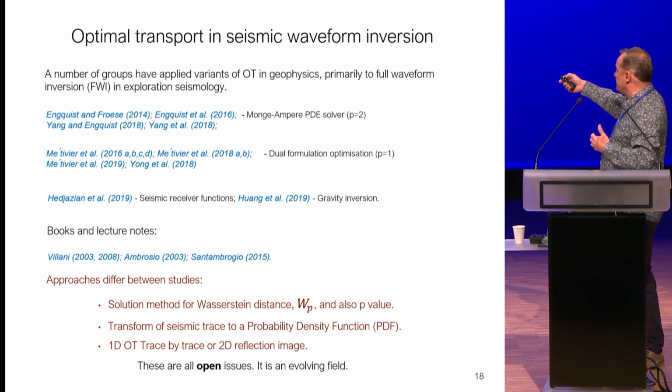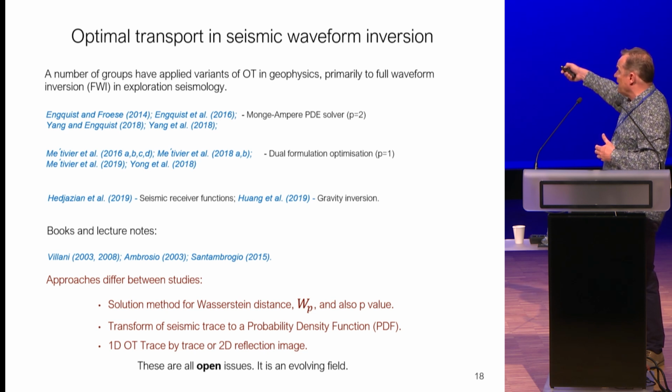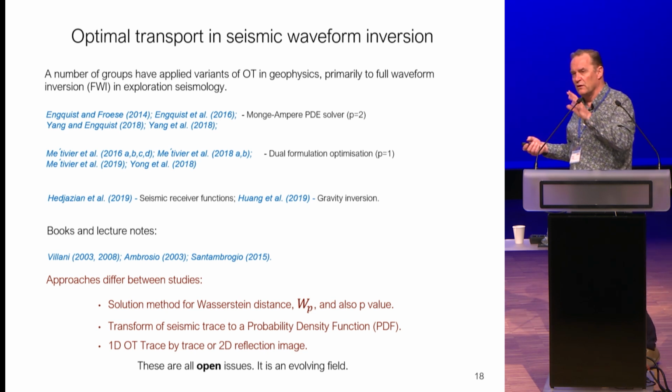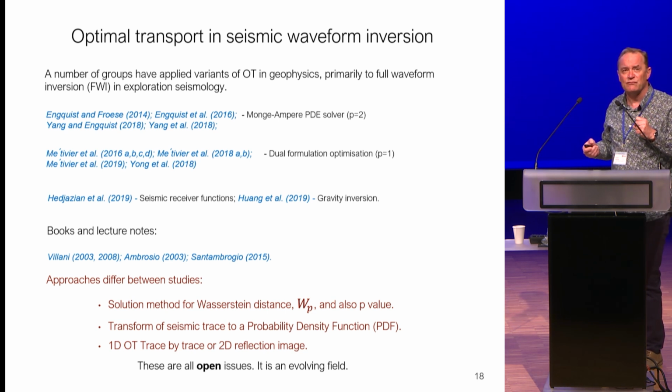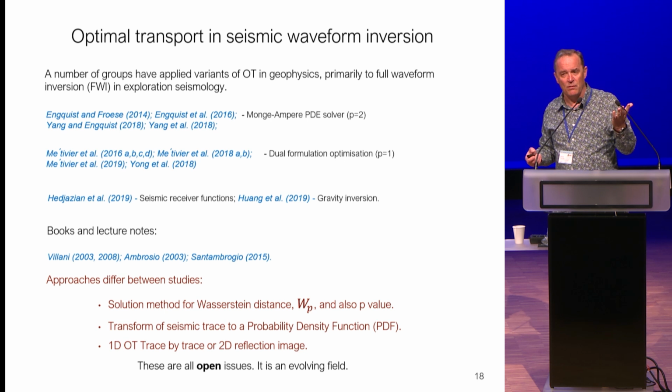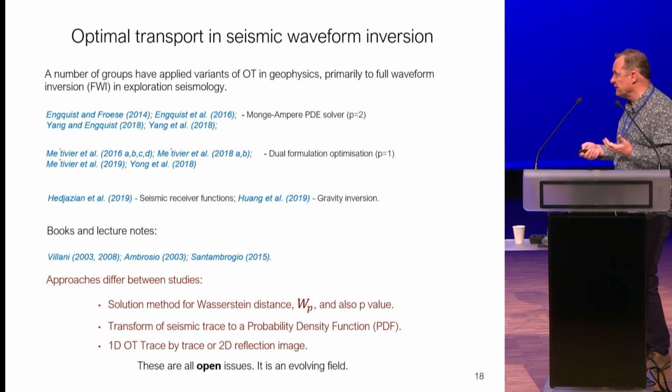So particular examples in some of these papers are about, in seismic reflection work, whether you look at one trace on its own or two traces together as an image, etc. So it's really a question of how you pose the problem, how you're going to apply optimal transport.